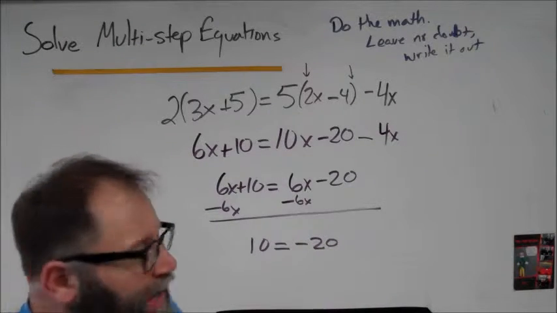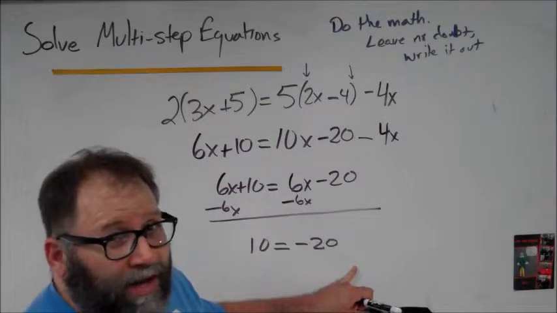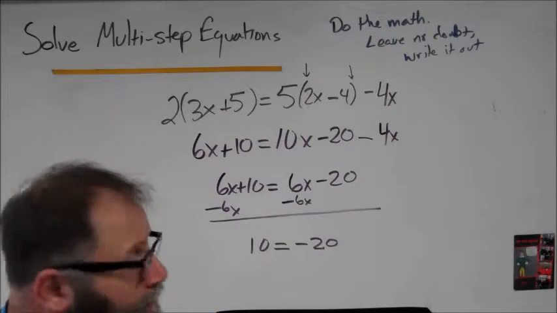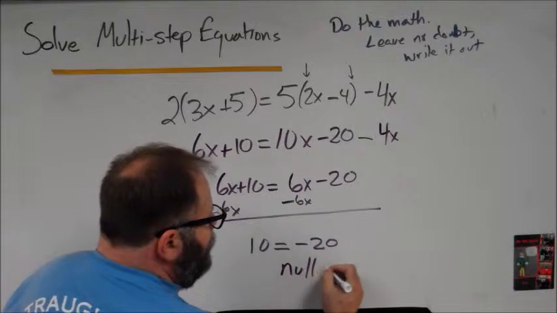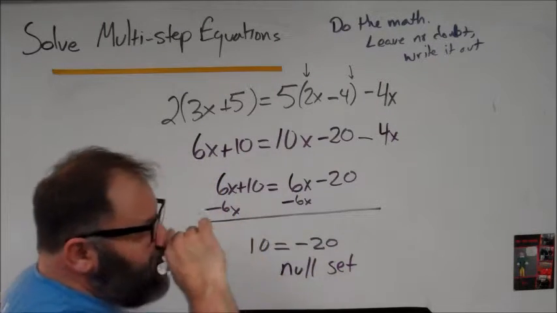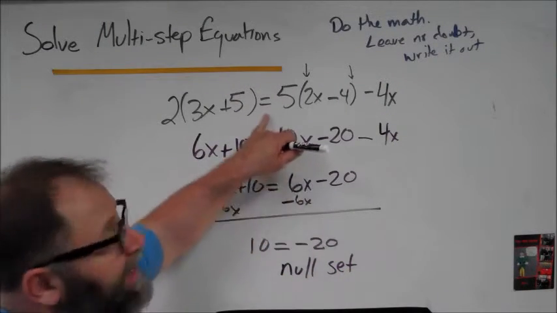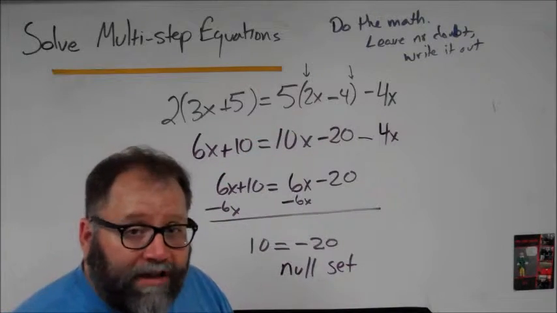We know what that means, right? Does 10 equal negative 20? Not in a million years. So what that means is that we have a null set. We have an equation that has no solution. There is nothing we can put in for x to make that work.